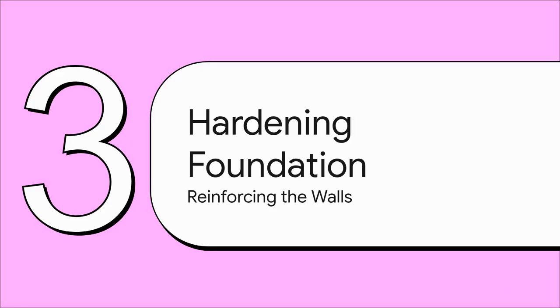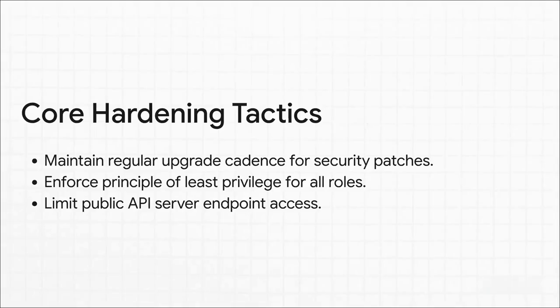Right. We've controlled who gets in, and we've managed how our apps talk to the outside world. Now it's time to reinforce the castle walls themselves, to really harden the underlying infrastructure of our EKS cluster. These three tactics you see here, they're basically non-negotiable. First, you have to keep your cluster and your nodes updated. Kubernetes releases security patches all the time, and falling behind is just like leaving a window wide open for an attacker. Second, enforce the principle of least privilege everywhere, and I mean everywhere. Not just for users, but for every single component. And third, if you don't absolutely need it, turn off public access to your Kubernetes API server. Just lock it down and force all traffic through your private network.